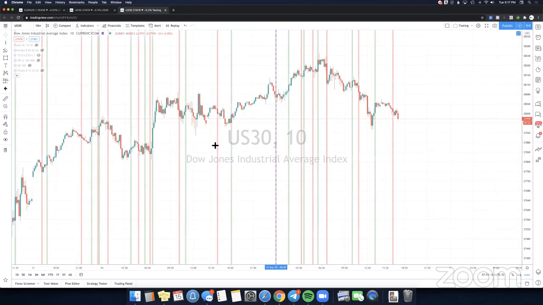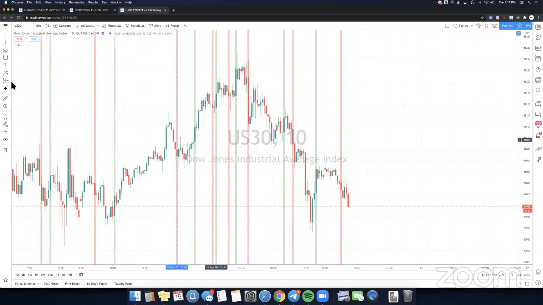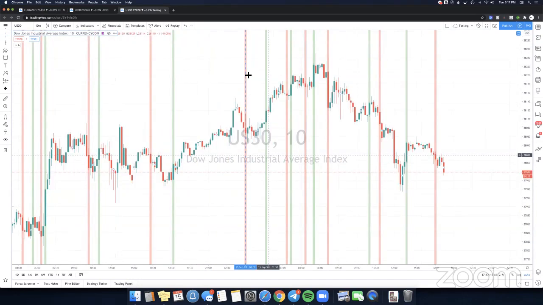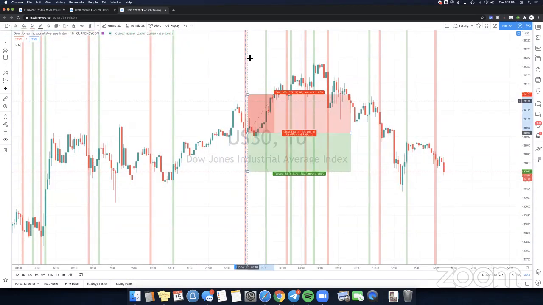Oh yeah, no, you literally got it at the bottom. So let's see. If you took that sell right there, yeah, you definitely would have gone stopped out if you took that sell, unfortunately.